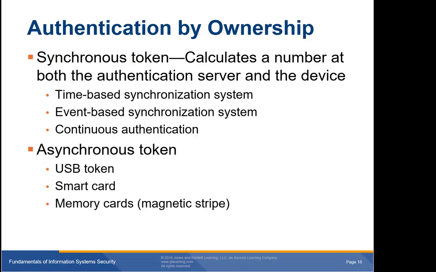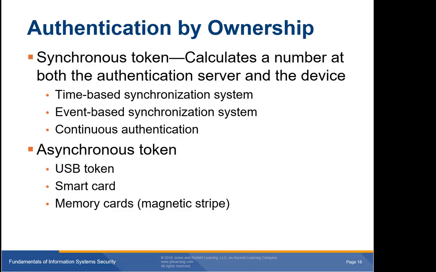Authentication by ownership is the second type of verification. This is based on something you have, such as a smart card, a key, a badge, or a token. Tokens can be synchronous or asynchronous. Synchronous tokens use an algorithm that calculates the number on both the authentication server and the device. It displays the number on the device's screen. The user enters this number as a logon authenticator, just as he or she would use a password.